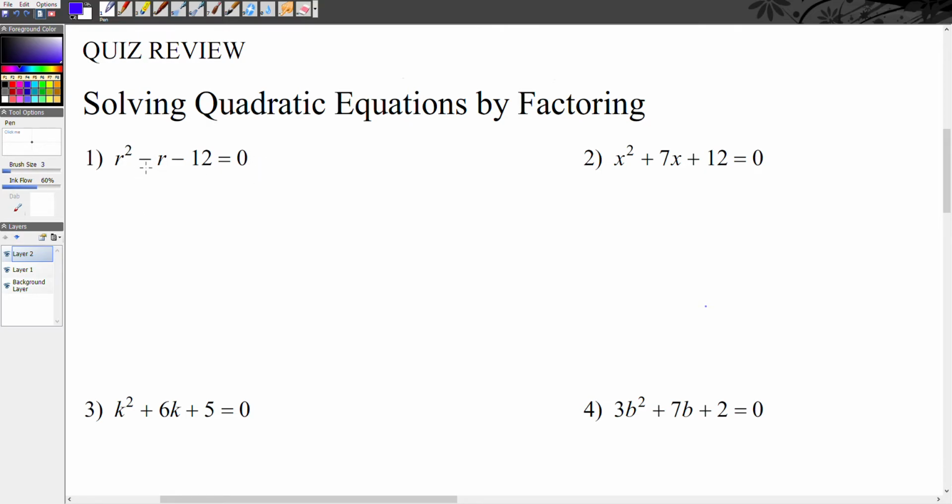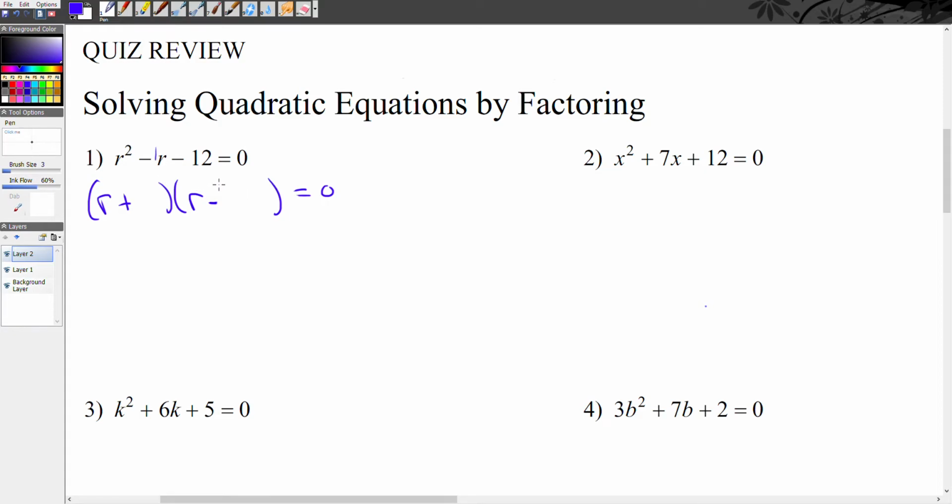So when I go to factor this, I notice that my third term is negative. That tells me that this is a plus minus. So I know I'm going to have r plus something times r minus something equals 0. And then I need to think, okay, so what are two numbers that multiply together to make negative 12, and the difference is going to be negative 1, right? Because there's the invisible 1 here in front of this r.